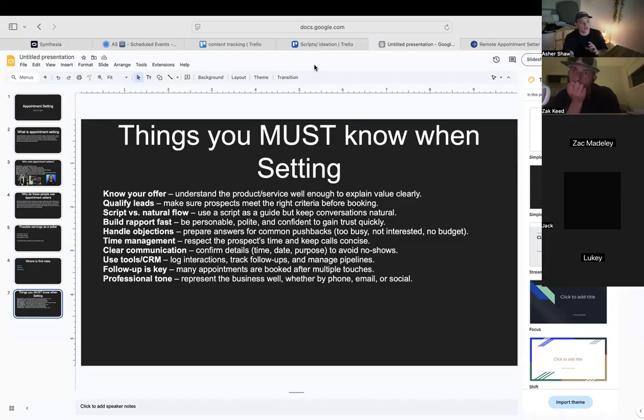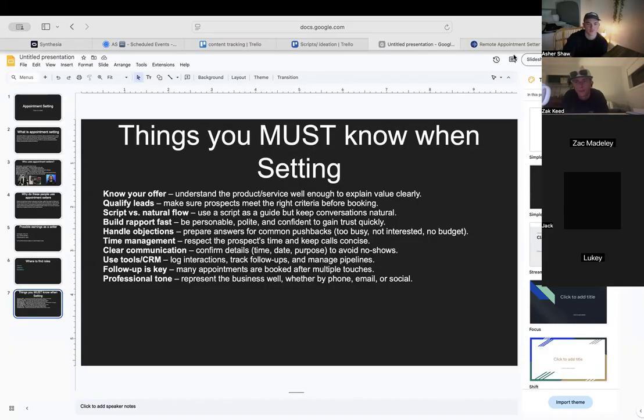But things you must know when setting. First, obviously know your offer, know what you're selling, and have a good understanding of it. Understand the product or service well enough to explain value clearly, explaining it to the prospect and the people that you're selling it to. Qualifying leads: make sure prospects meet the right criteria before booking. That's just being able to identify someone straight away.